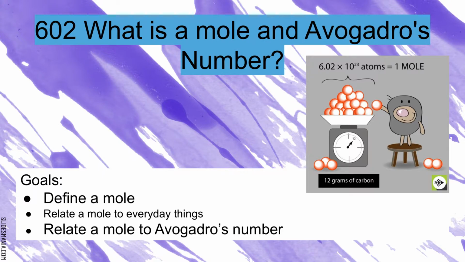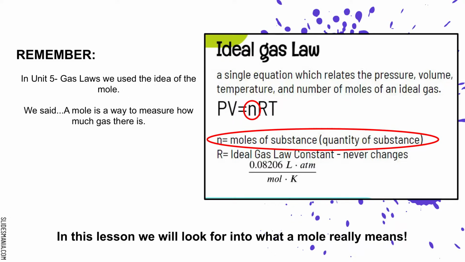So the goals of this lesson are to define a mole, relate a mole to everyday things, and relate a mole to Avogadro's number. If you remember, in Unit 5, gas laws, we used the idea of a mole. We said a mole is a way to measure how much gas there was. In this lesson, we're going to learn more about what a mole really means in the context of chemistry. It's true, it's a way to measure how much gas there was, but there's more to it than that.